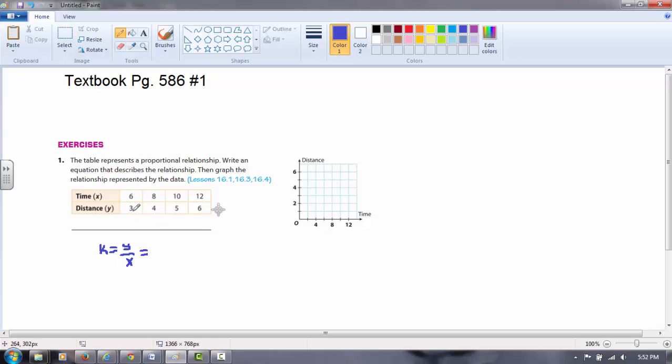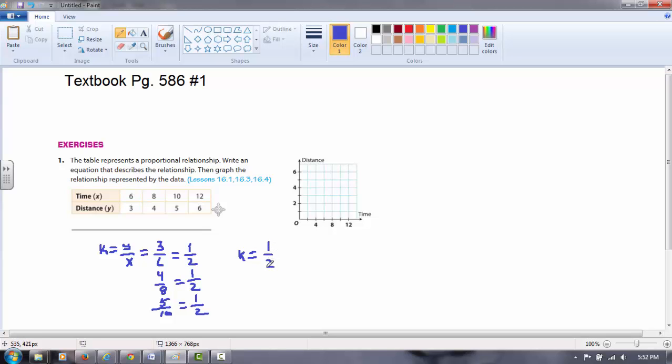So in this case, in this first one, our y would be 3, and our x would be 6. So we would simplify that and get 1/2. And what you'll notice is if I do it for the next one, I put a 4 over 8, I'll get a 1/2. And if I do it for the next one, 5 over 10, I'll still get a 1/2. So each of those are going to have a k of 1/2, even with the 6 over 12. Okay, so our k, our constant of proportionality, is going to be 1/2.